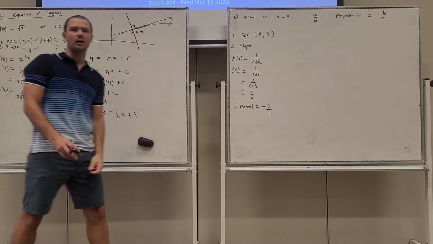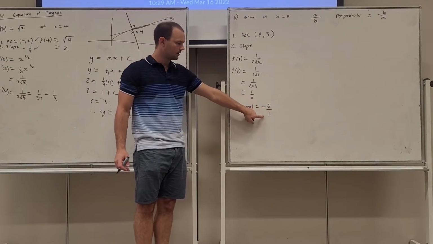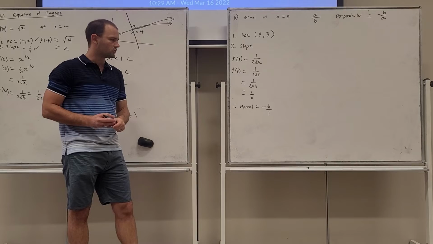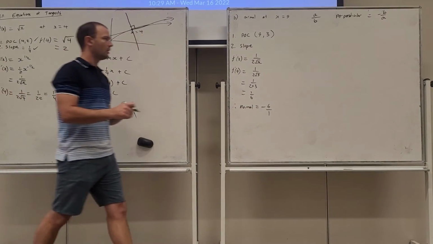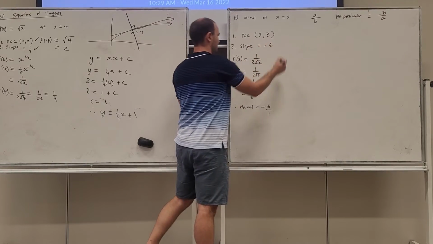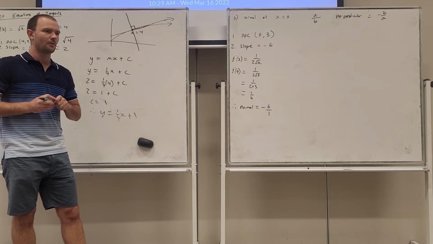All right, now the 1 we don't need to write. I am going to express it for now just so you can see the link between those two. All right, so our slope is negative 6. We've got the point of contact, we've got the slope, and now we're ready to find the equation of the line.